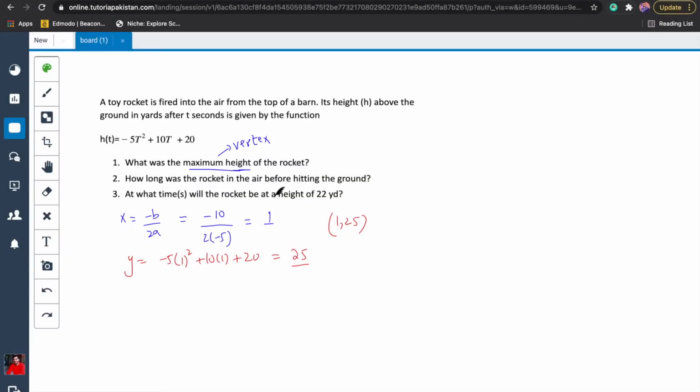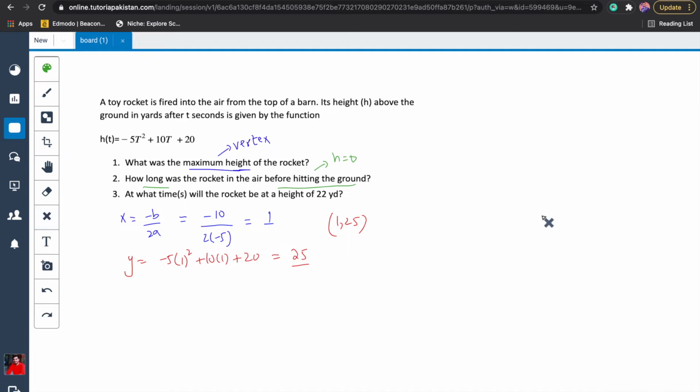Let's look at the second question. How long was the rocket in the air before hitting the ground? So when it hits the ground, what is the value of h? What is the height? h equals 0. These are the tricks that you need to understand. We're basically asked the x-intercept, the time when it hits the ground. And if you have the graph in front of you, it will become extremely easy for you.